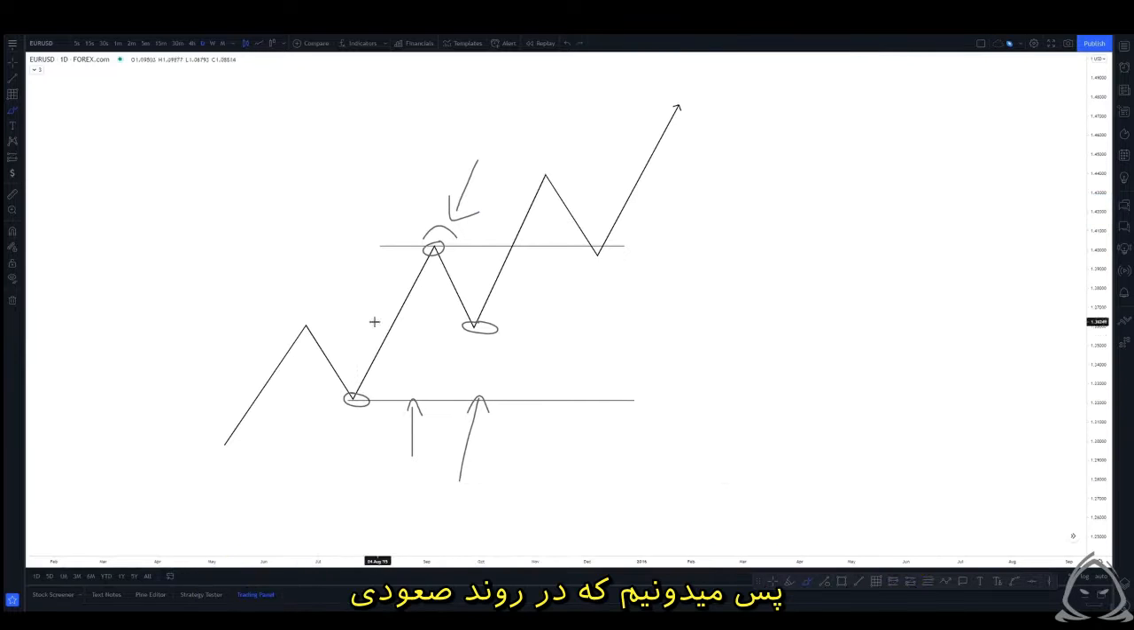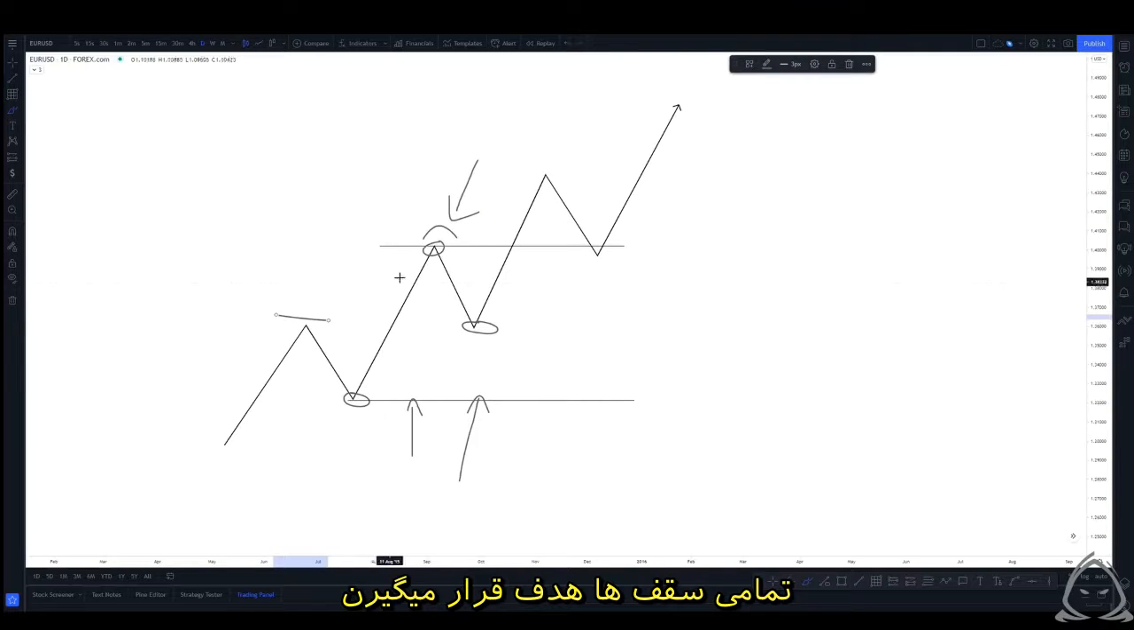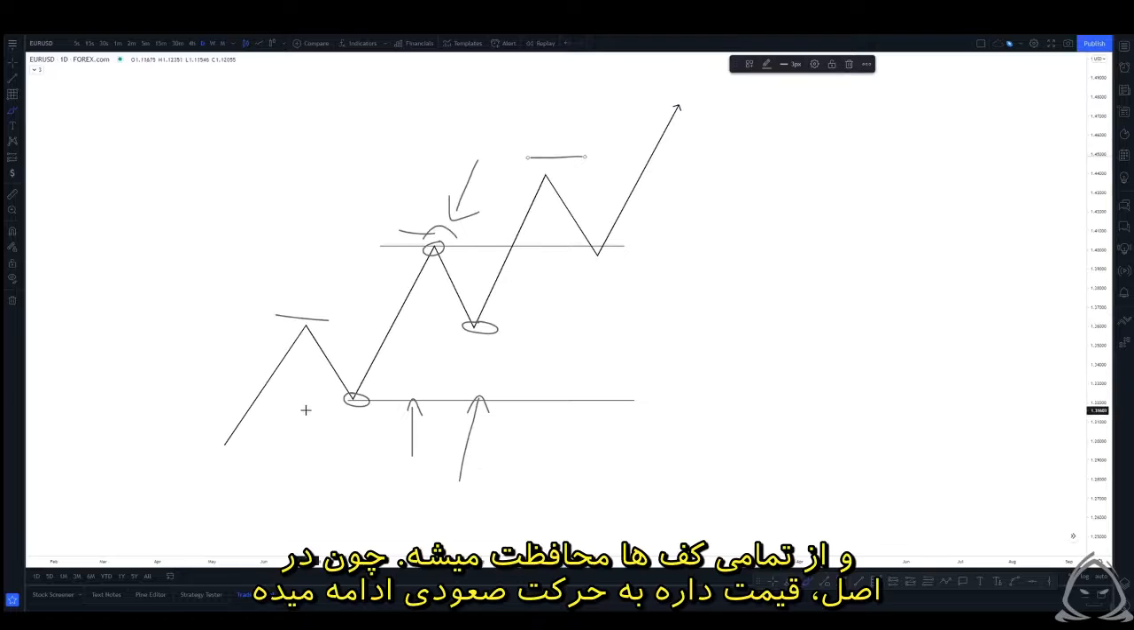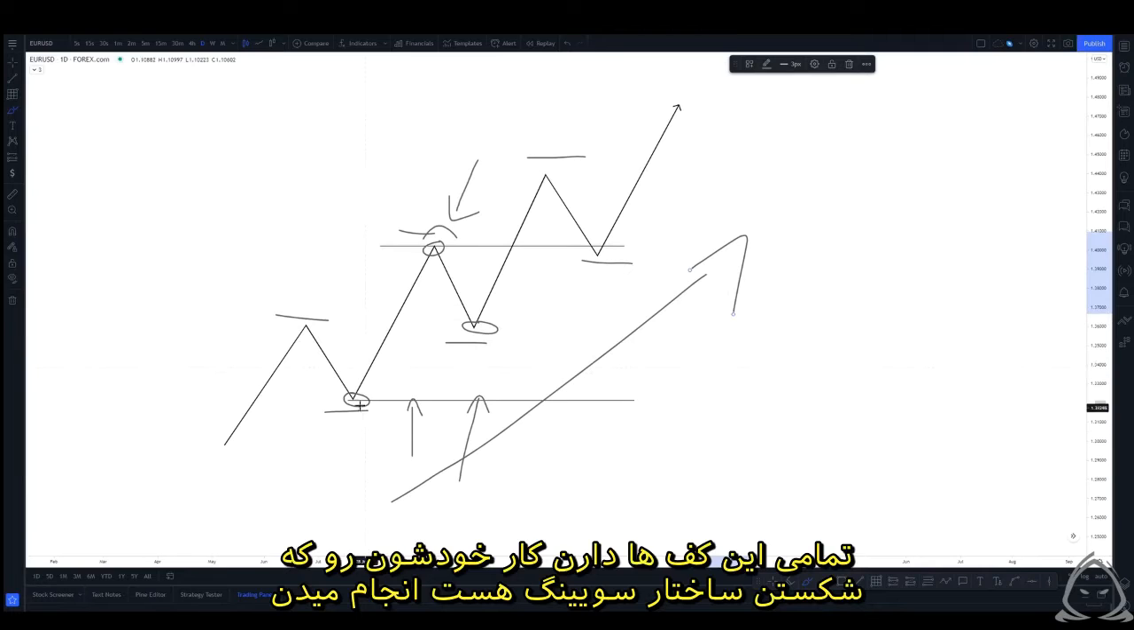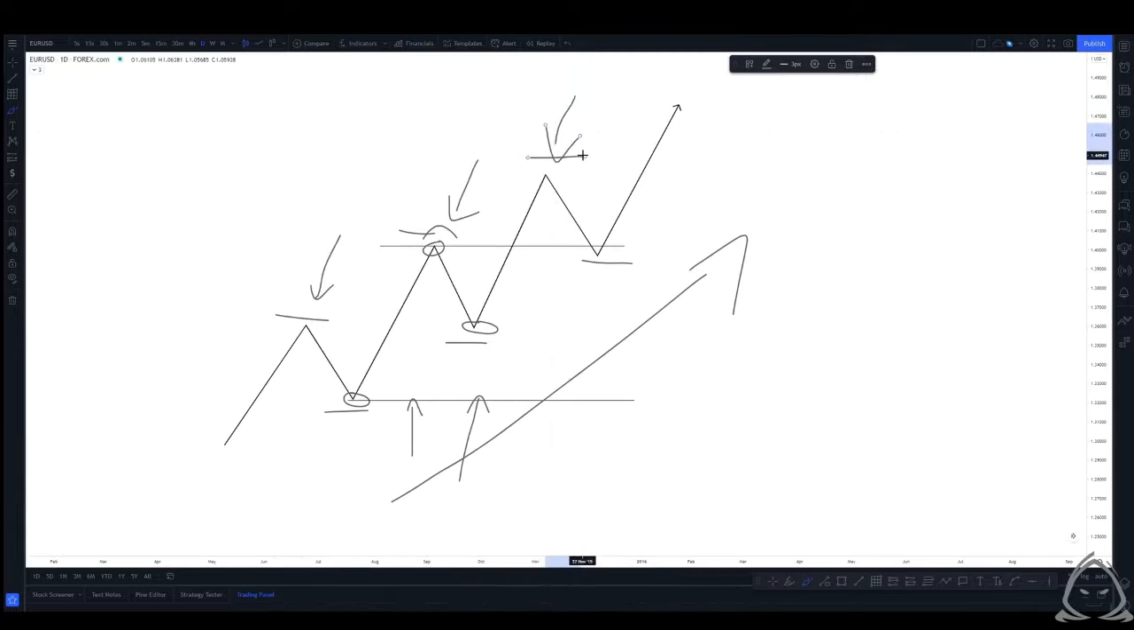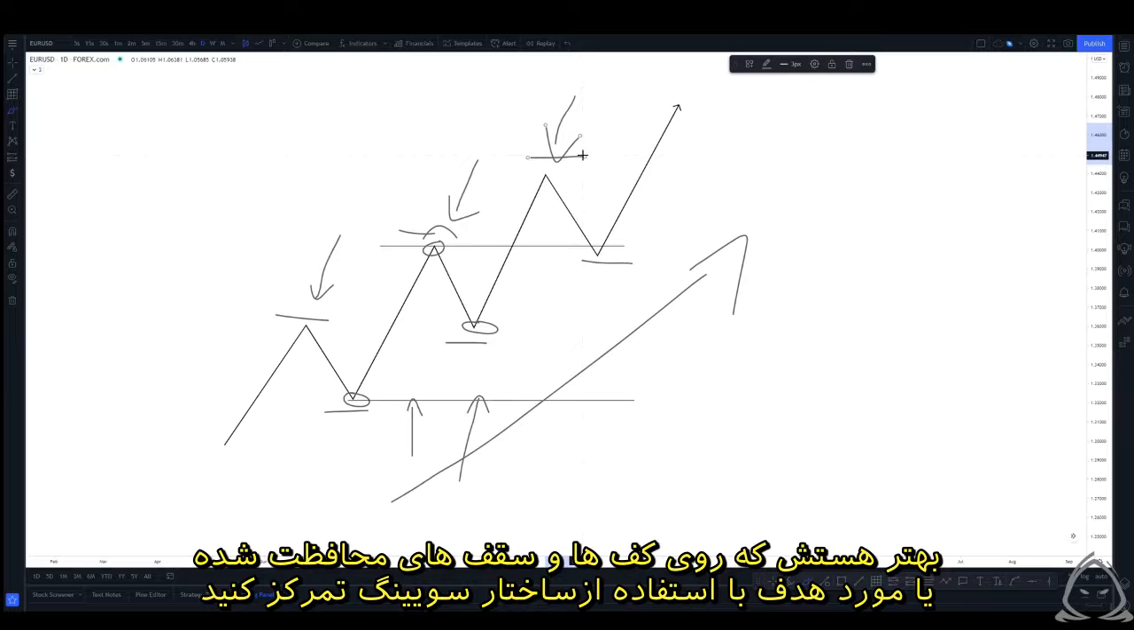So when we're using that concept of protected highs and protected lows, targeted highs and targeted lows, we would know that in a bull trend, the highs will all be targeted and the lows will all be protected, because in essence, price is just continuing to move to the upside. All of these lows are doing their job in breaking swing structure.